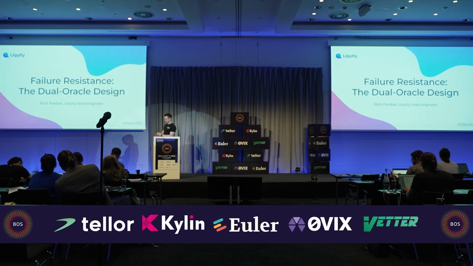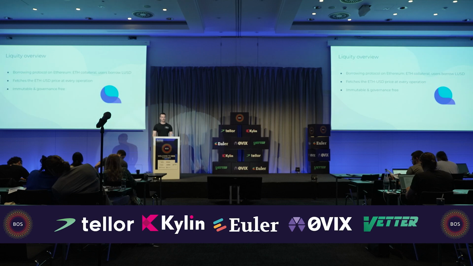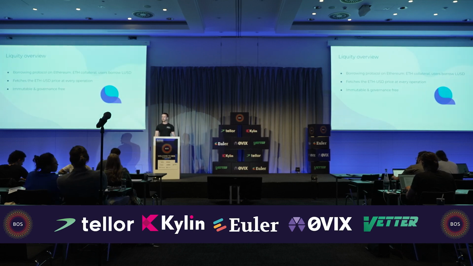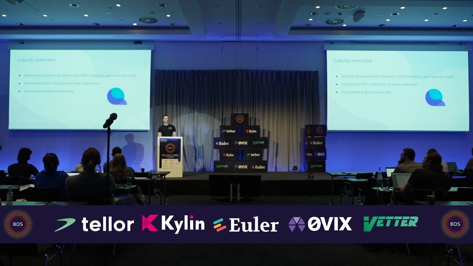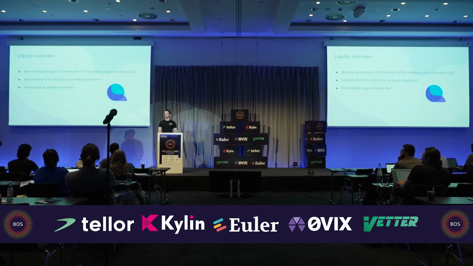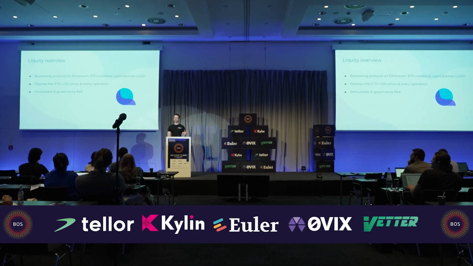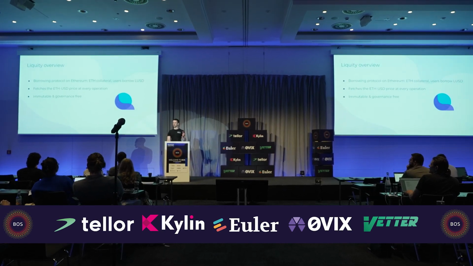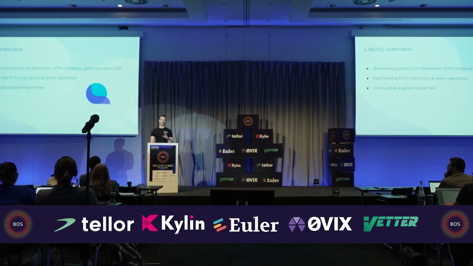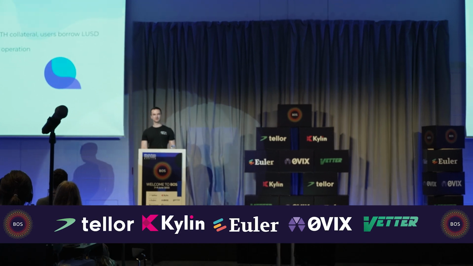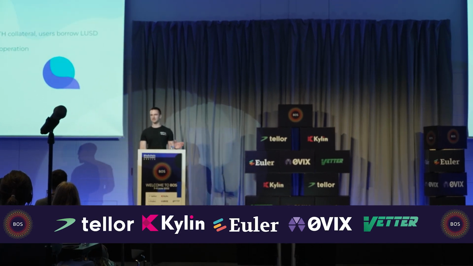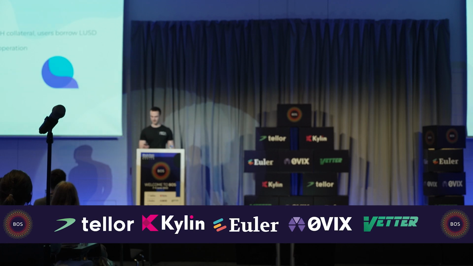So I'll just give a brief overview of Liquity if you don't already know about it. Liquity is a borrowing protocol on Ethereum. Users deposit ETH as collateral, and they borrow our stablecoin LUSD against that. The system needs the ETH USD price at every user operation, or most operations, particularly when users adjust their loan, and also in redemptions and in liquidations. And the system is immutable and governance-free, so that means we can't change anything about the code now that we've deployed it.